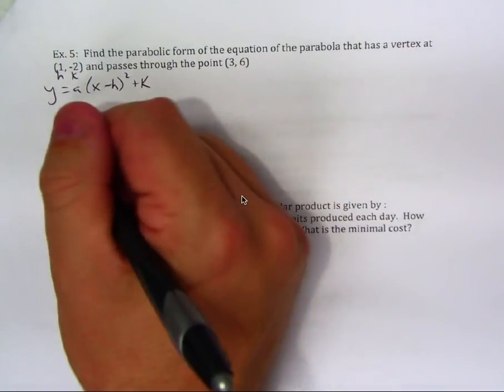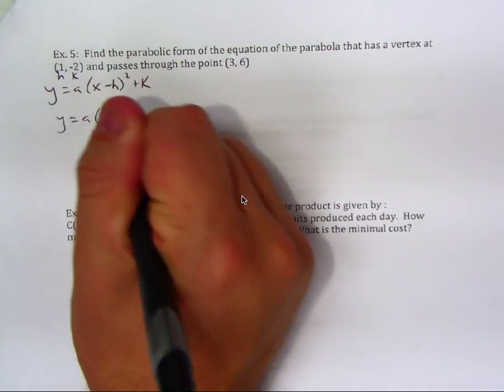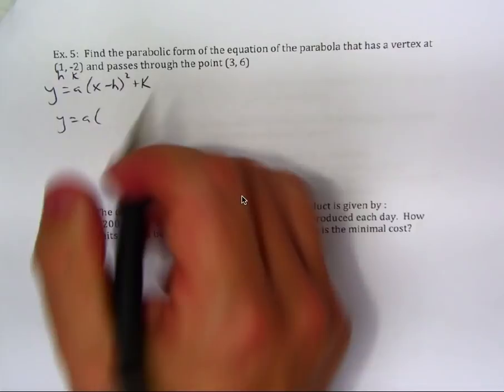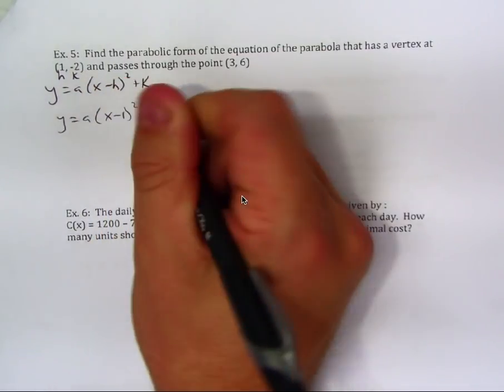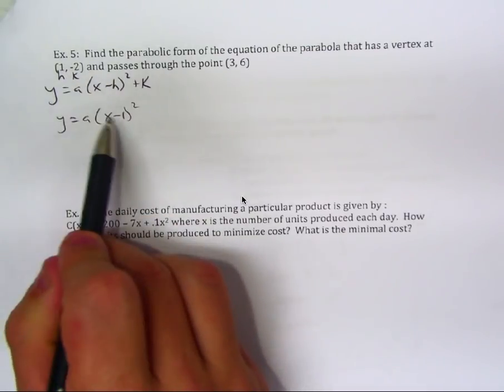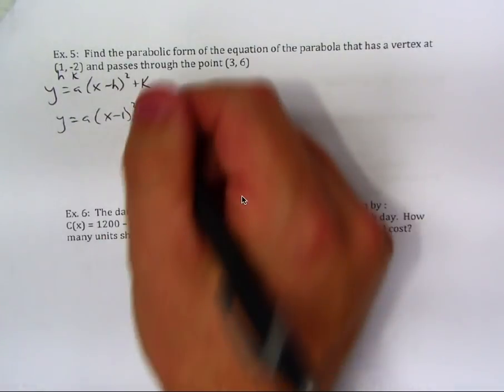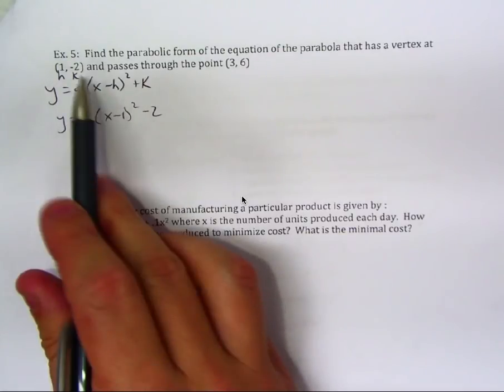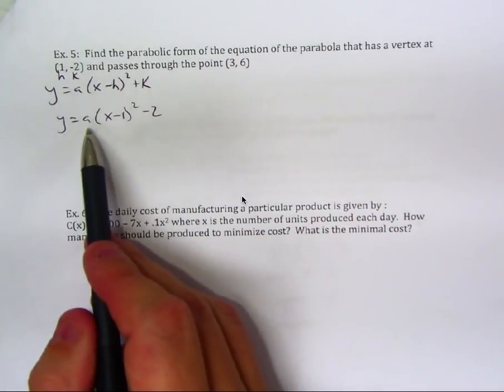So here's what we know so far. We have y equals a, and then x minus 1 squared. Notice if the x-coordinate is positive 1, it becomes minus 1 in the parentheses. And then minus 2. K is exactly what the value is. So now we need this a value.